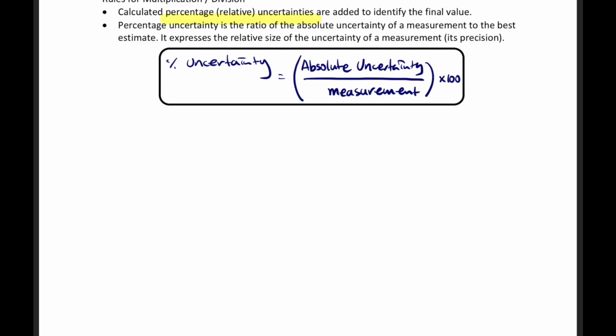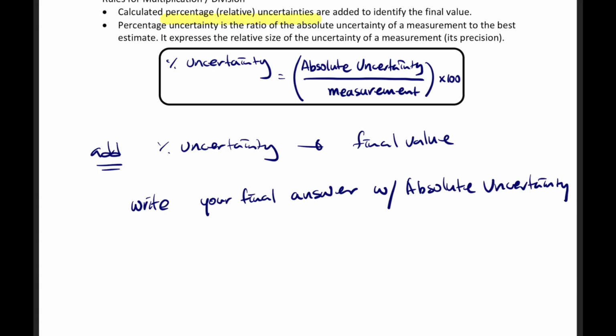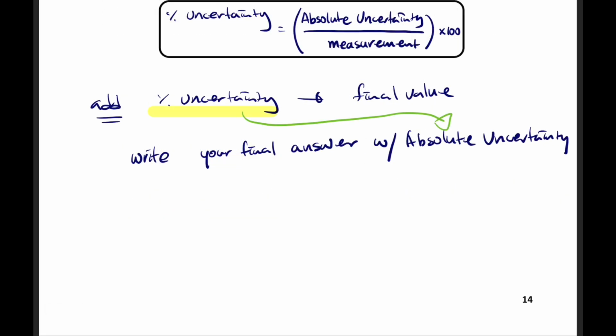Also, what you need to remember is that when you do calculations, you add this percentage uncertainty for the final value, right? However, when you are writing your final answer, you have to write it with your absolute uncertainty values. So what I mean by this is that you have to convert your final percentage uncertainty value back to the absolute value. So let's do an example together.